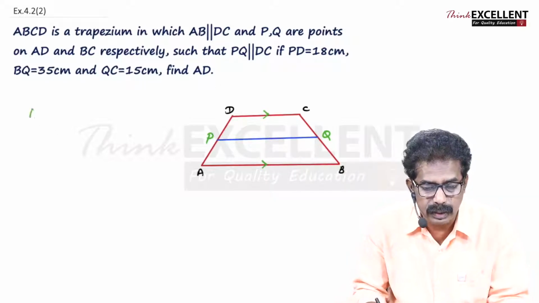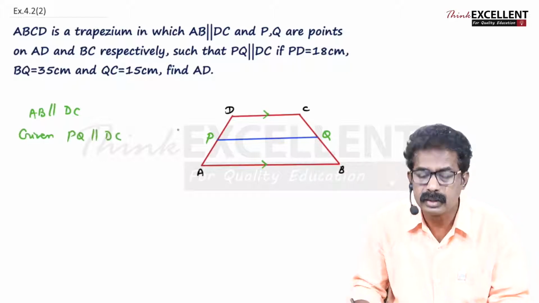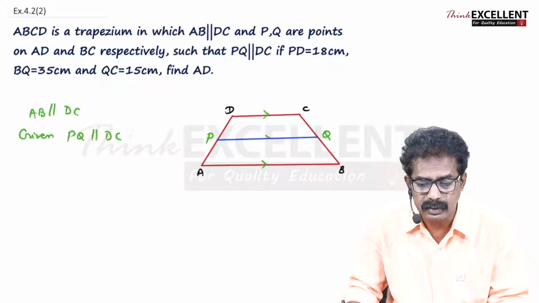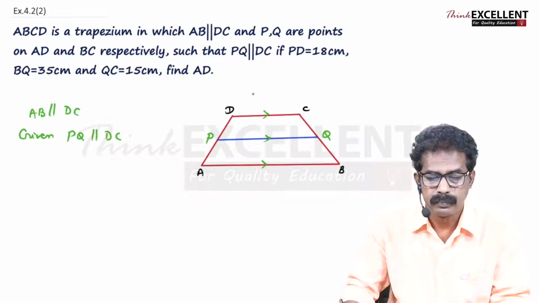Already you know AB is parallel to DC. Now it is given that PQ is parallel to DC. So all these three lines are parallel, right? So PQ is parallel to AB as well.